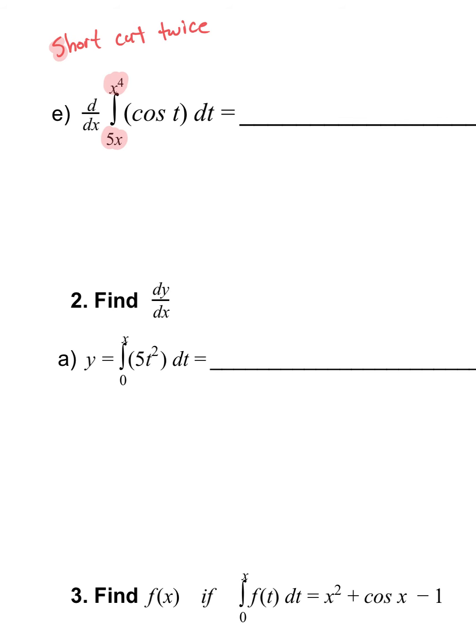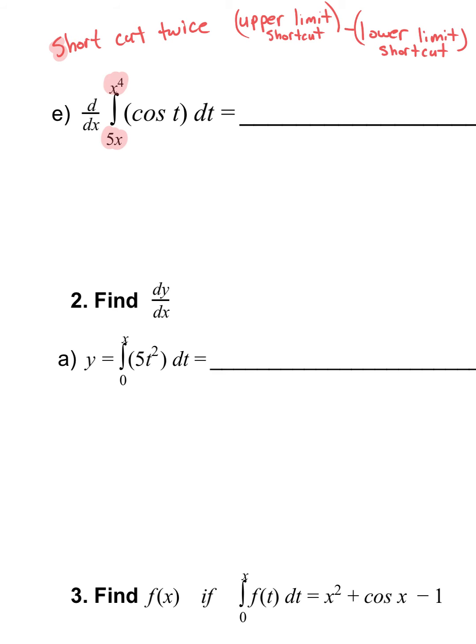Okay? We do the upper limit minus the lower limit. All right? So the upper limit shortcut minus the lower limit shortcut. Okay, so let's go to work.